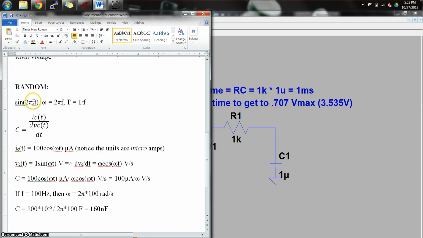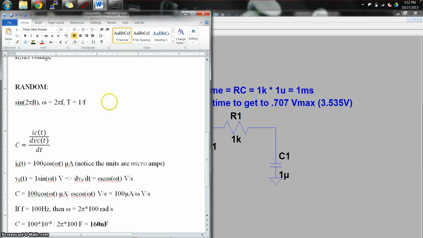Sometimes the 2 pi is multiplied into the frequency. So be aware that if somebody asks you for the frequency and it's given as a number like sine of 1000t, f is not equal to 1000 hertz. f is actually equal to 1000 hertz divided by 2 times pi, because it's 2 pi here. You need to factor that out before you can find the frequency. So just be aware of that.